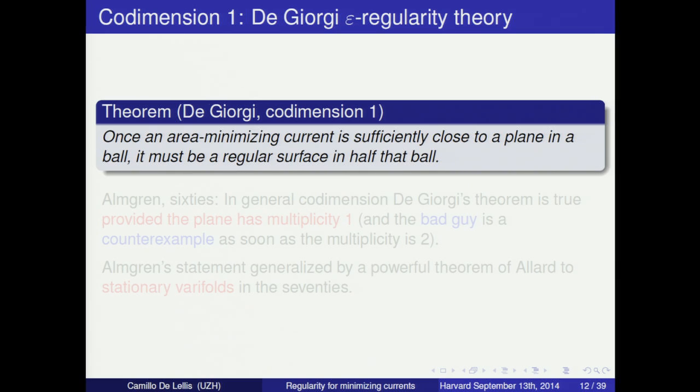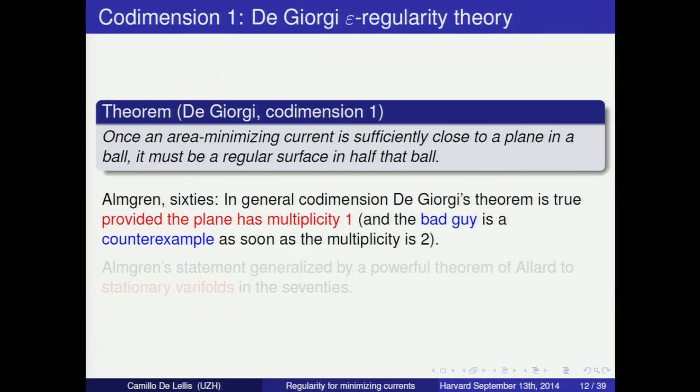OK, so actually, De Giorgi's theorem is exactly telling you that if your area minimizing current in codimension 1 is sufficiently close to a plane in a weak sense in the ball of radius 1, then in the ball of radius 1/2 it will be a smooth surface, actually a C^{1,α} surface, and then higher smoothness is just coming from PDEs.